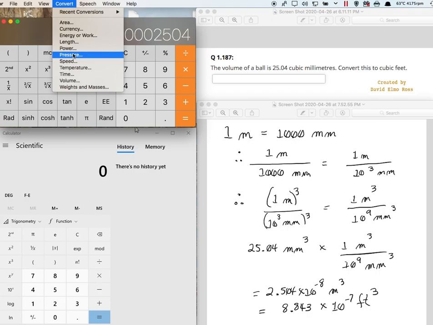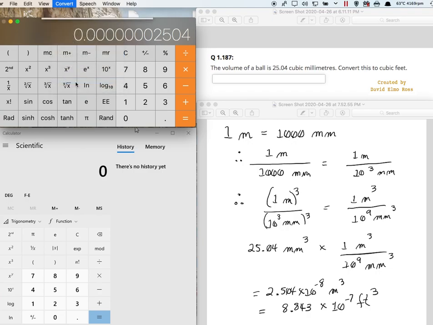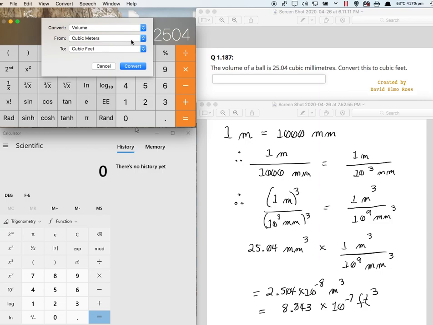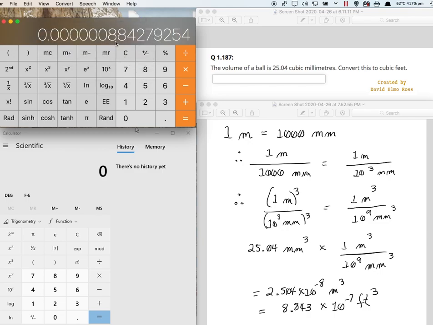Down here we're going to go to volume, and we're going to say cubic meters. Now if we look again, cubic meters, this one only has cubic meters to cubic feet, so we do cubic meters to cubic feet, and we end up with this number here. Now if we count, that's 1, 2, 3, 4, 5, 6, 7, so it's 8.843 times 10 to the negative 7 cubic feet.